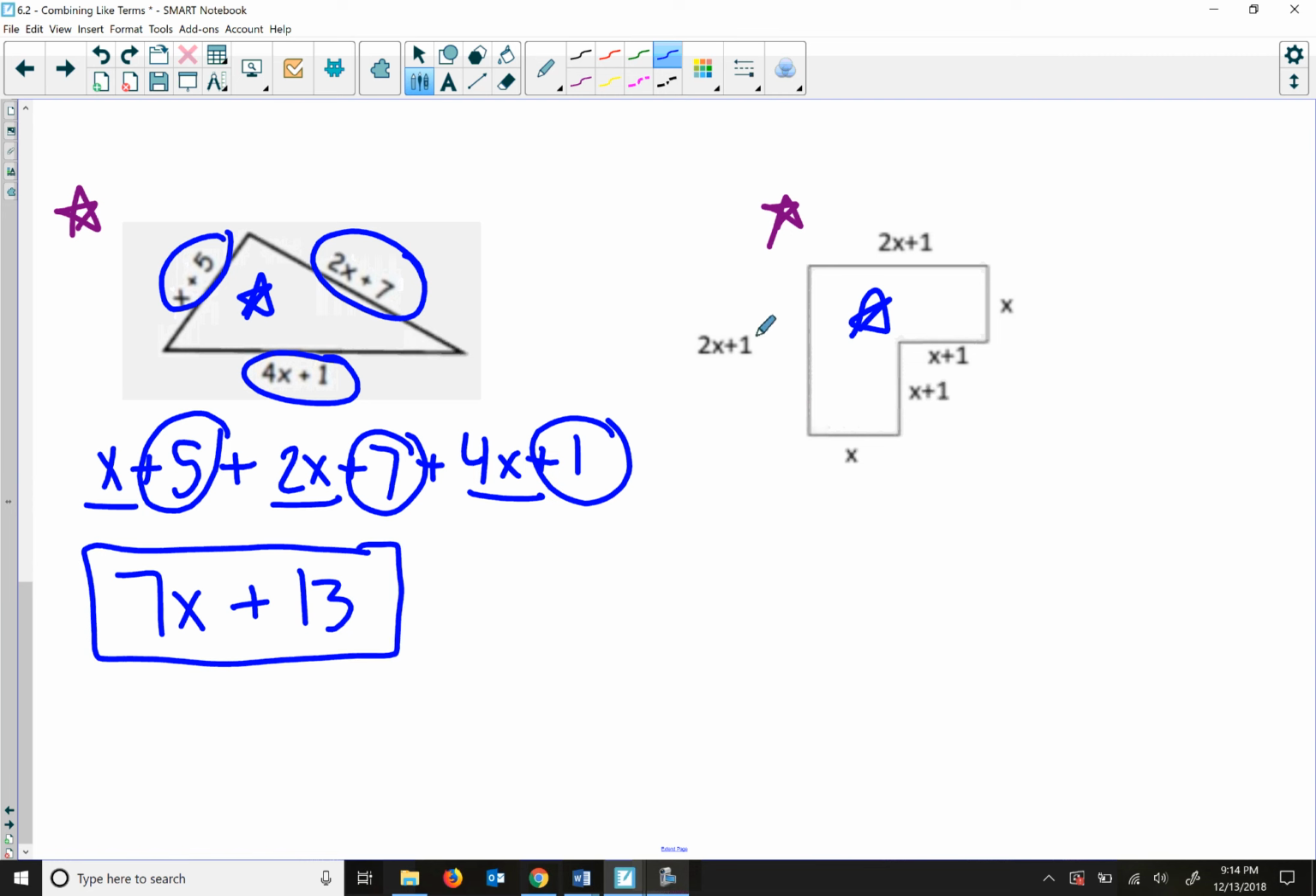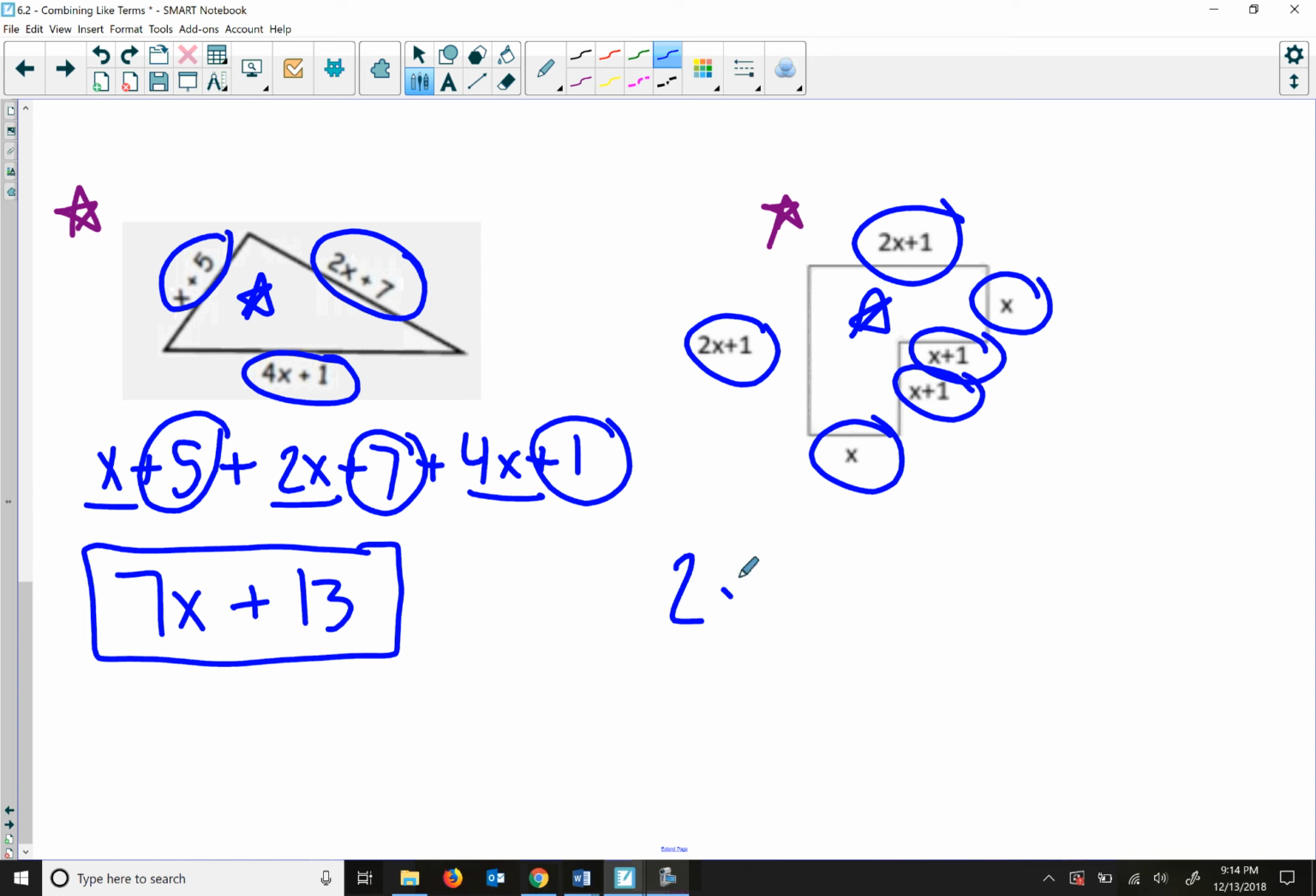Same thing for this last example. You're finding the perimeter, so you're just taking all of these sides and adding them together. 2x plus 1 plus 2x plus 1 plus x plus x plus 1 plus x plus 1. Oh no, I'm going to run out of room. And then I'm going to add it just to the front here, plus x. So I have 1, 2, 3, 4, 5, 6. 1, 2, 3, 4, 5, 6. All right, I've got all the sides covered.